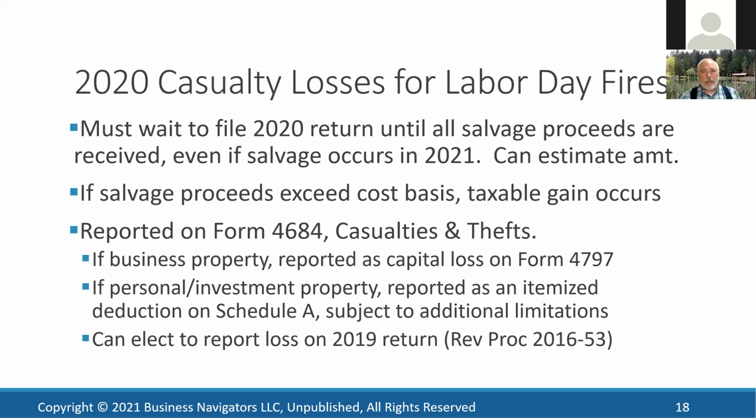If it's personal property or investment property, then it gets reported as an itemized deduction on Schedule A. So it's an ordinary deduction, but it goes on Schedule A, and if the Schedule A deduction is bigger than our income for the year, whatever is excess is lost. We can only bring our income to zero based on the itemized deductions. If you had a bigger income year in 2019 than you did in 2020, you can elect to report that loss back on your 2019 return by amending your 2019 return. So that's another option.